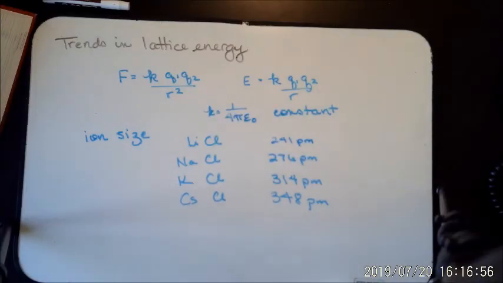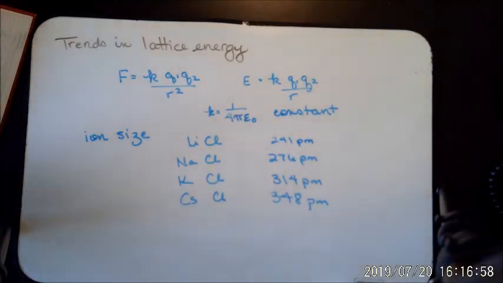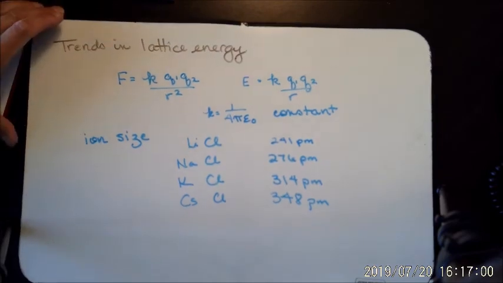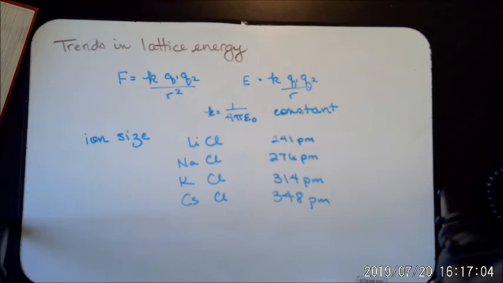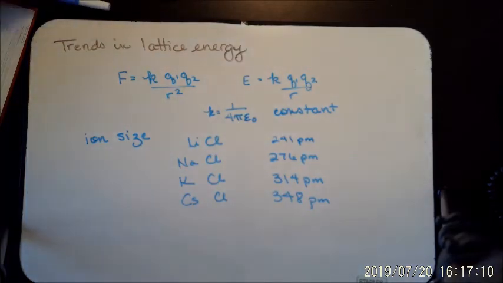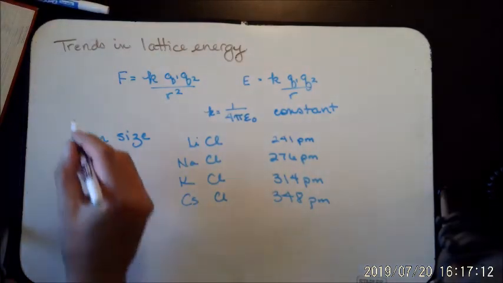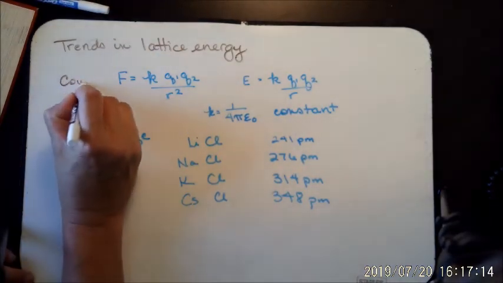Okay, so let's talk about some of the more, let's say, qualitative aspects. What we're going to do is talk about the trends that we see in lattice energy, now that we know how it's calculated. So let me remind you about Coulomb's law, which is right here. And you can see two different forms.